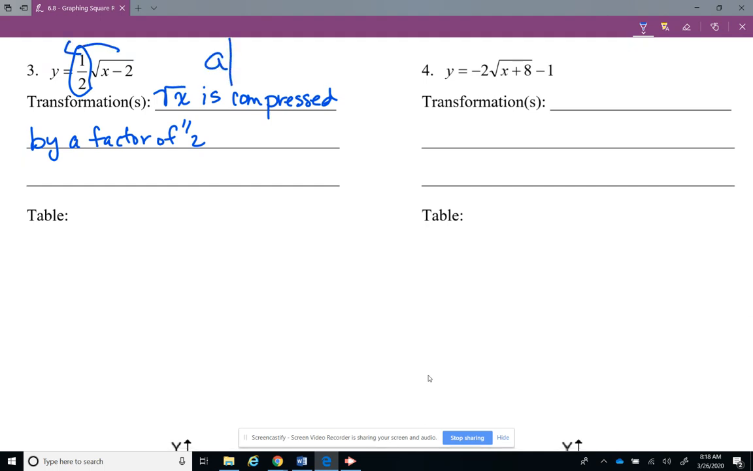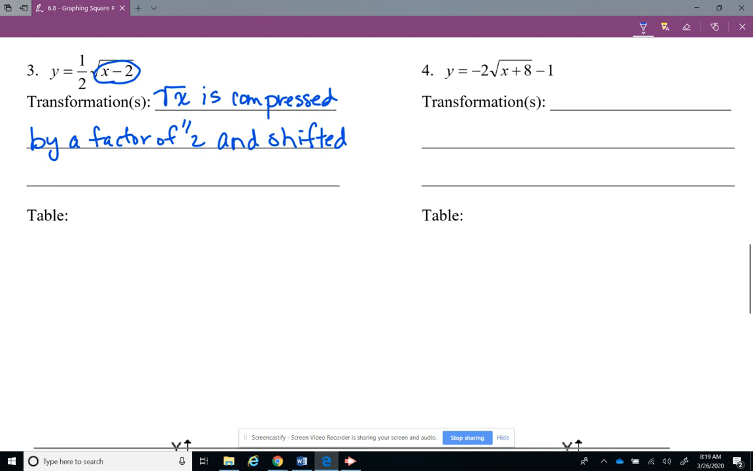All right, so remember whatever's in front of the radical, it's called a, okay? If the absolute value of a is less than or equal to 1, it's compressed. If the absolute value of a is greater than or equal to 1, it's stretched. Okay, so it's being compressed because 1/2 is less than 1. All right, so the square root of x is compressed by a factor of 1/2 and shifted. So we know this is the opposite, so it's not going left 2, it's going right 2. And shifted right 2 units.